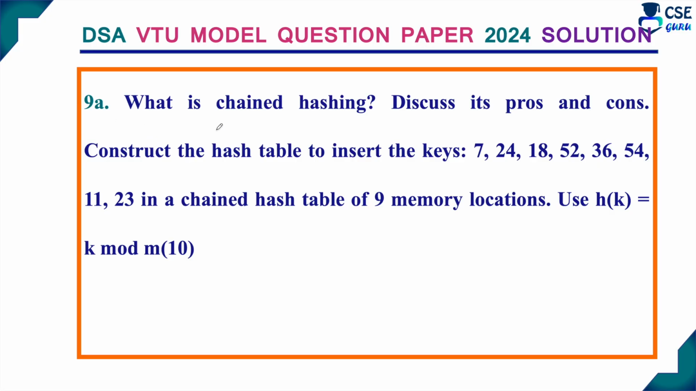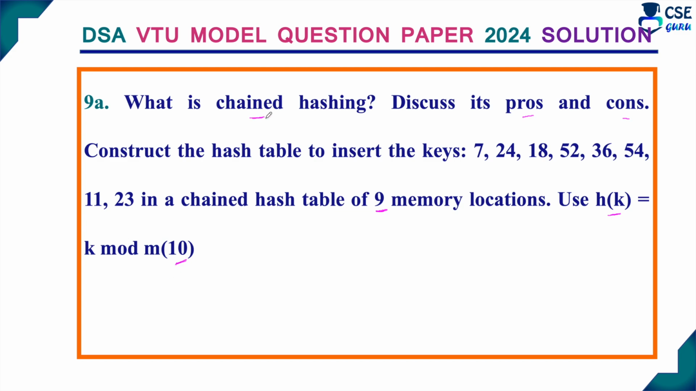Question number 9a. What is chained hashing? Discuss its pros and cons. Construct the hash table to insert the keys 7, 24, 18, 52, 36, 54, 11 and 23 in a chained hash table of 9 memory locations. Here, use the hash function h(k) = k mod m. And it is a 10-mark question.